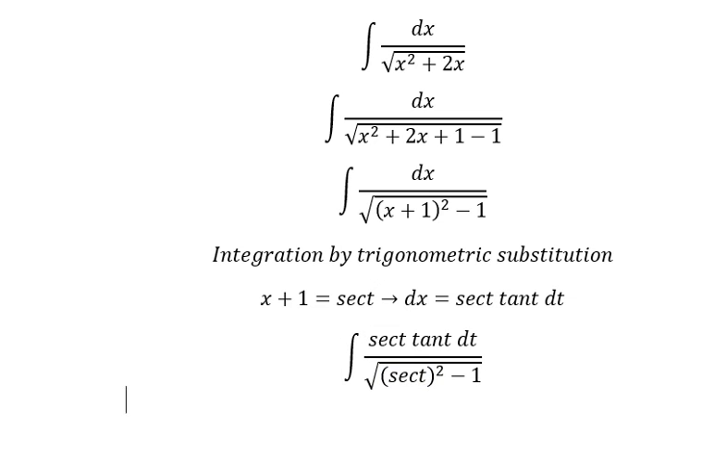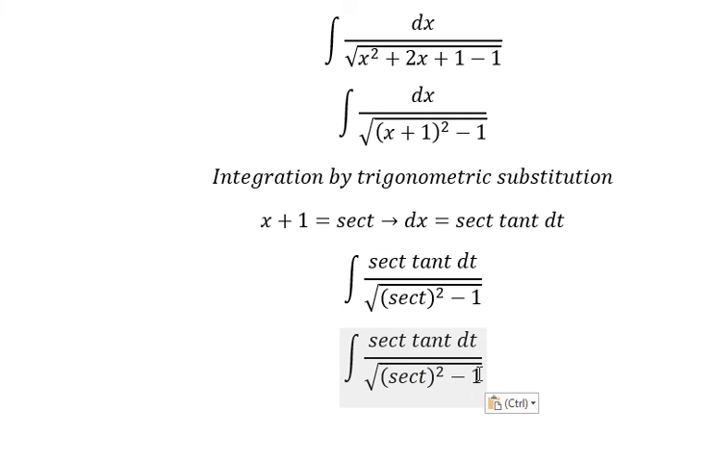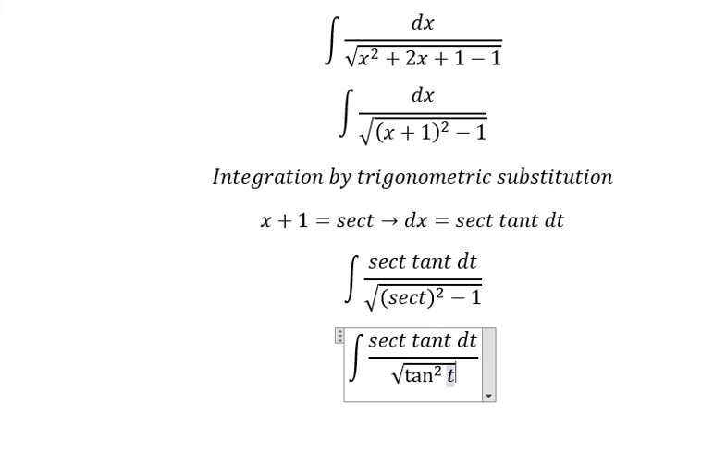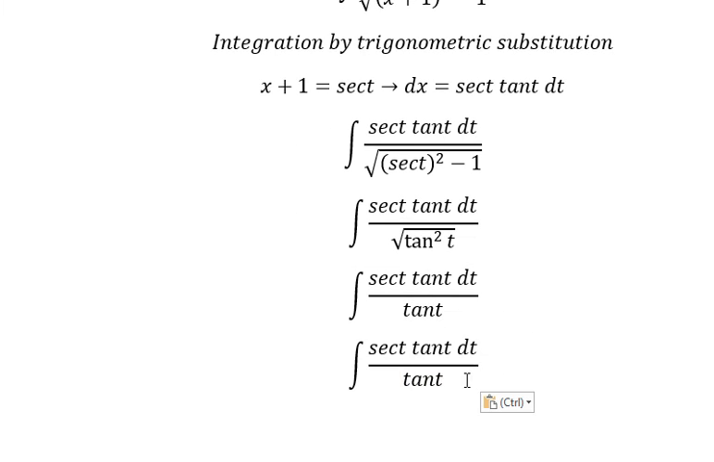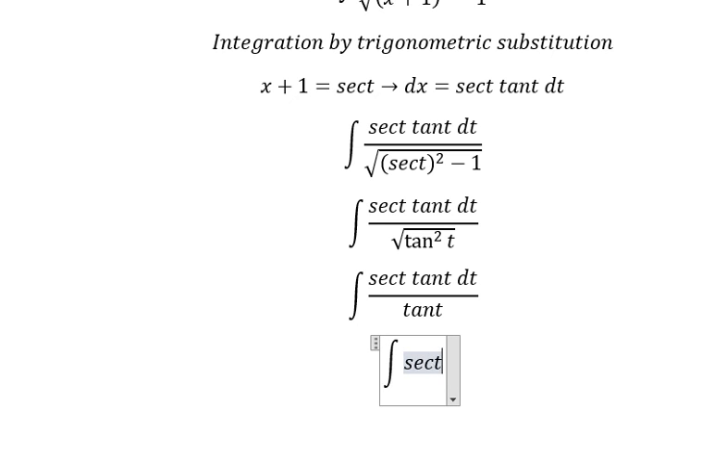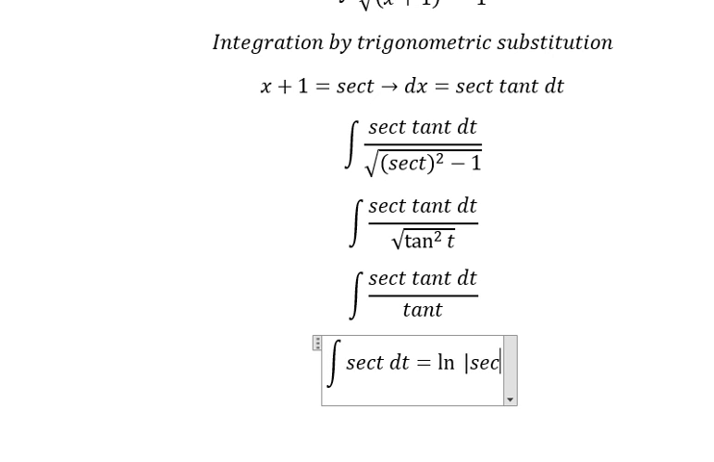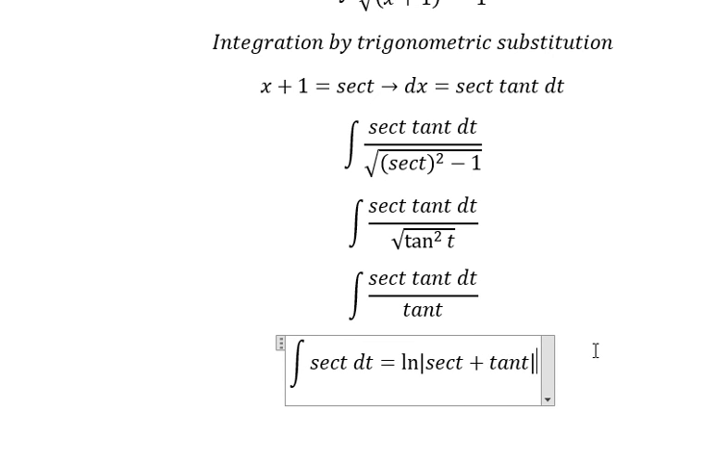Next, secant of t square minus 1, we change to tan t square. The square root of tan t square, you get tan t. This one we have secant of t dt. The integration of this one, we have ln of the absolute value of secant of t plus tan t, and we put c.